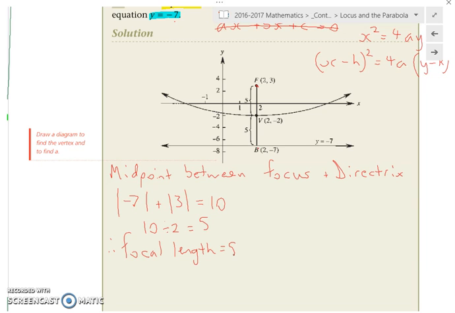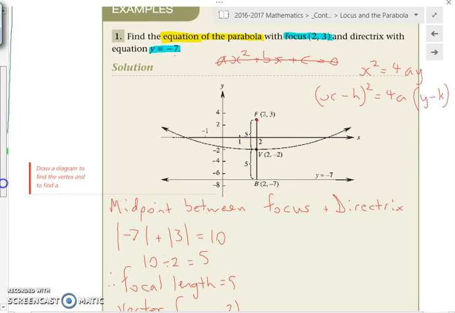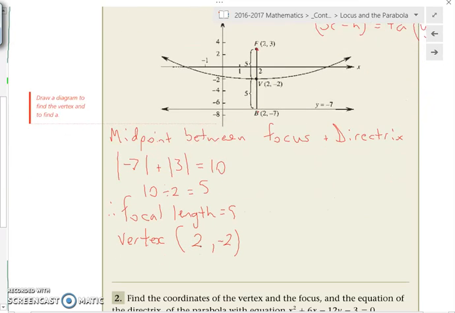Cool? And we can say then also that the vertex is at what? Negative 7 plus 5, 3 minus 5, so it's halfway through. So that's your y value of minus 2. What's your x value? X value of the vertex. We've got the y value of the vertex. We need the x value of the vertex. Have a look in the question. It's the same as the focus. That's excellent. So it's 2. So our vertex is at 2, minus 2.